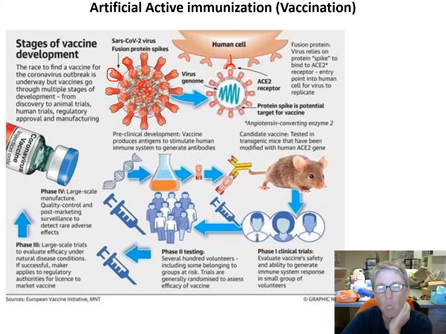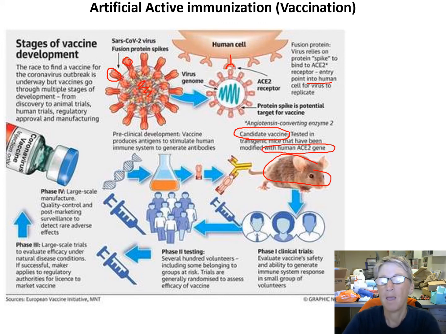So what they do is they make what's called a fusion protein. The virus relies on the protein spike to bind to ACE2, and this is the entry point into the human cell for the virus to replicate. Then they'll make a vaccine against COVID-19, and it could be in any of the ways we just talked about, or even other ways. They'll have their vaccine in hand, and then they make these transgenic mice that have a human ACE2 gene that will make a human ACE2 receptor on their cells so that the virus can bind to it. Then they'll give the transgenic mouse the vaccine, and then they'll expose it to the virus. And if that inhibits the mouse from getting COVID-19, then they'll go into phase 1 clinical trials.